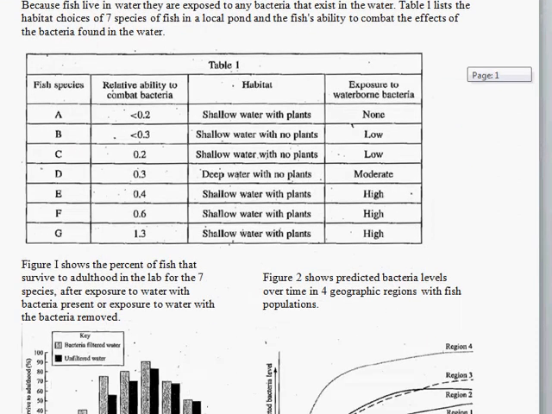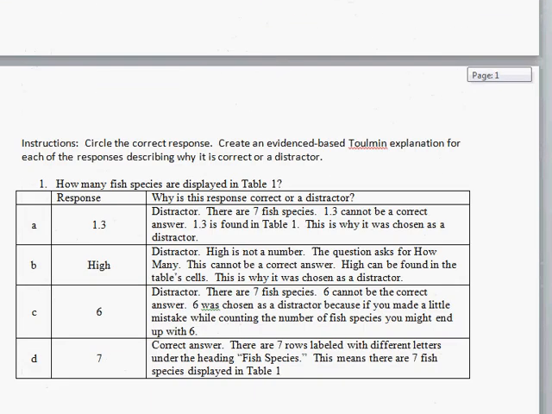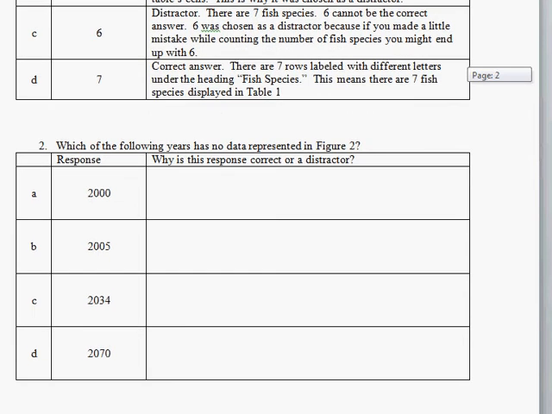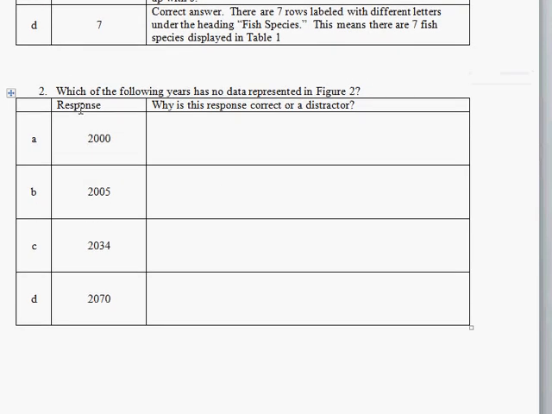Okay, we already scanned the document, or the passage. We already did question 1. So we're going to look at question 2. Question 2: Which of the following years has no data represented in figure 2?